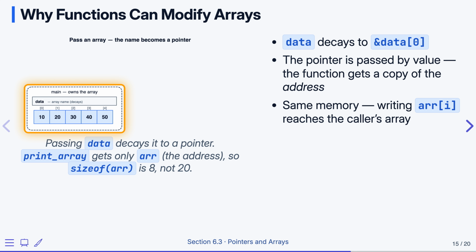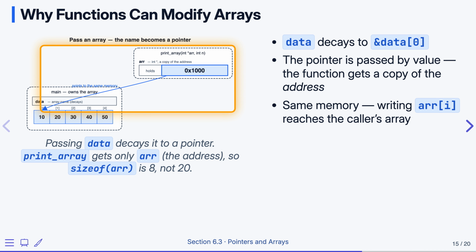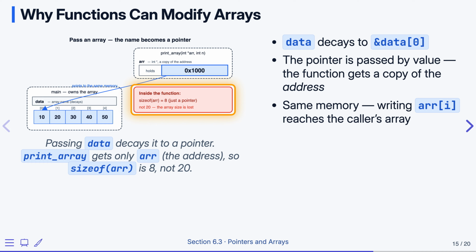This is main. It owns the array called data. 5 values, 10, 20, 30, 40, 50. This is the real memory. Now we call print array with data. The array name decays to a pointer. The function receives only r. It holds the same address, 0x1000. The blue arrow shows r points to the very same memory as data. But something is lost. Inside the function, sizeof r is only 8 bytes, the size of a pointer. It is not 20. The array size is gone. That is why you always pass the length as a separate parameter.